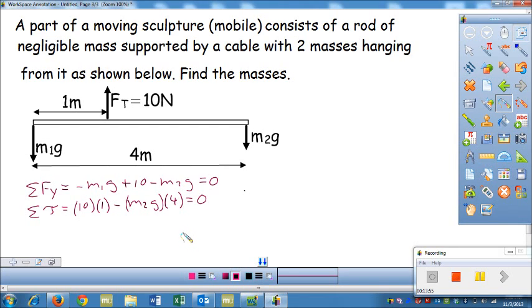Alright, this should be enough to solve for M2G, right? So 4 M2G equals 10. M2G equals 10 divided by 4. That would be 2.5 newtons. Now, we know what M2G is. We can find M2 from that.